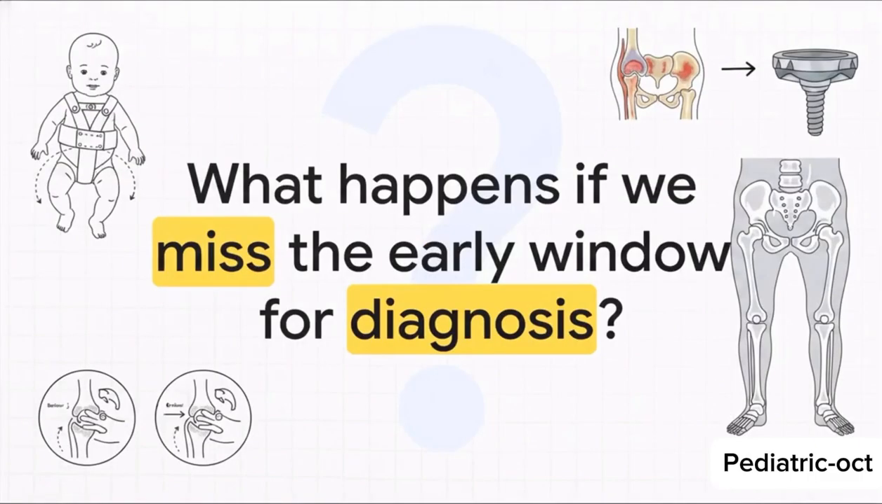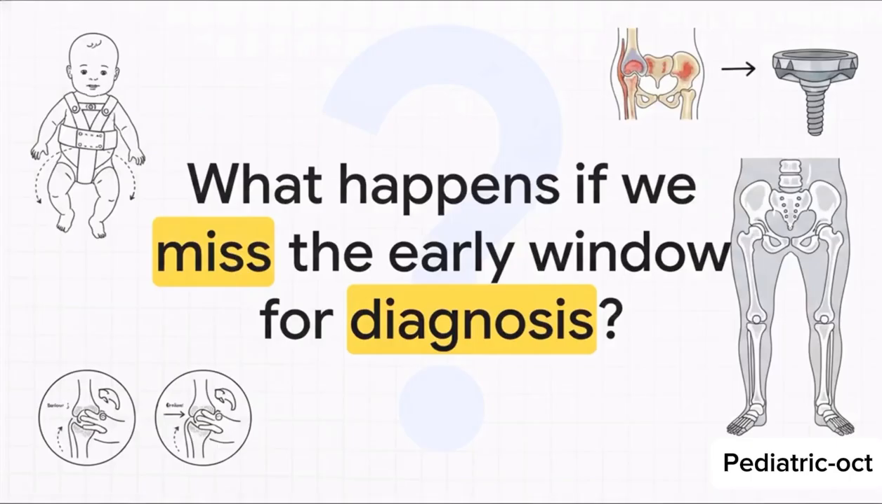So, Nicola, I leave you and our viewers with this final thought to ponder. We know for a fact that early clinical screening, combined with a simple Pavlik harness in the first few months of life, can seamlessly cure this condition 90% of the time. But what if we miss that critical early window?